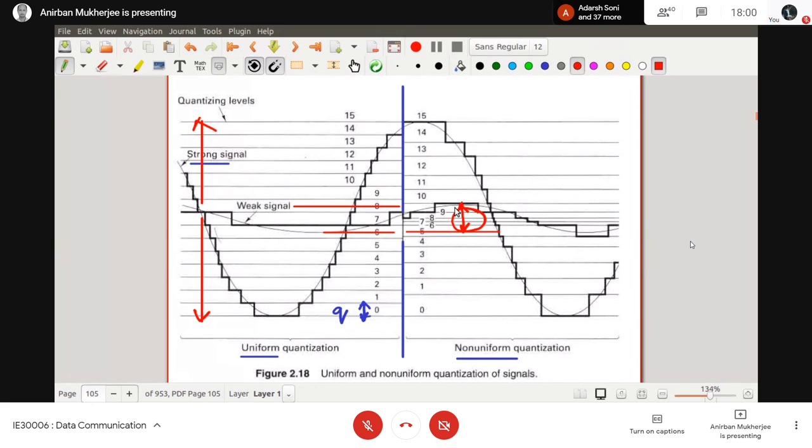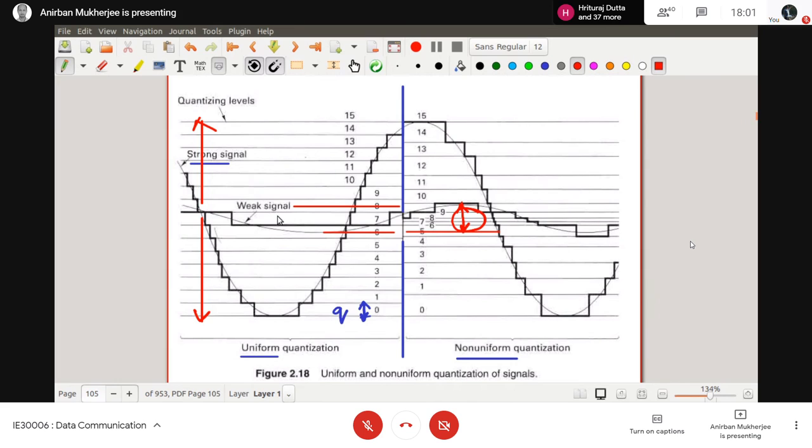We are talking about the signal to quantization noise ratio. Now as the signal is low here, the quantization noise is also low, so my SNR is good. Most of the time my SNR is good for low amplitude. For a high amplitude signal, my quantization error is big, but my signal is also big. So in non-uniform quantization, your SNR is good irrespective of amplitude, because when it is low amplitude, my quantization error is small and my signal is small, so the signal to quantization error ratio is high.